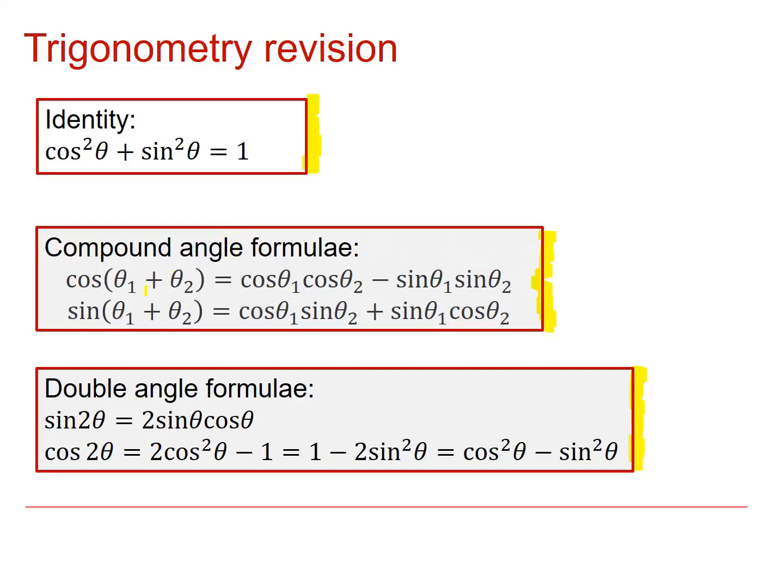The compound angle formulae, so this is the cos of the addition of two angles, can be rewritten in terms of the cos of each angle and the sine of each angle, and similarly with sine. You'll often see these written as cos of a plus b and sine of a plus b, but they are the same formulae. And the double angle formulae, sine 2 theta in terms of sine and cos, and cos 2 theta in terms of cos alone or sine alone, or indeed cos and sine. And this latter one, the cos 2 theta one, we'll see quite a lot when we're doing some integration work.